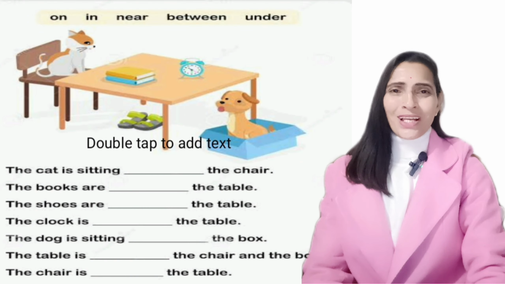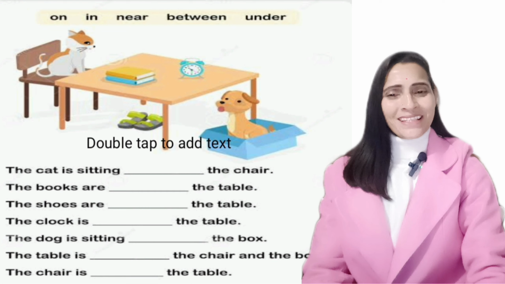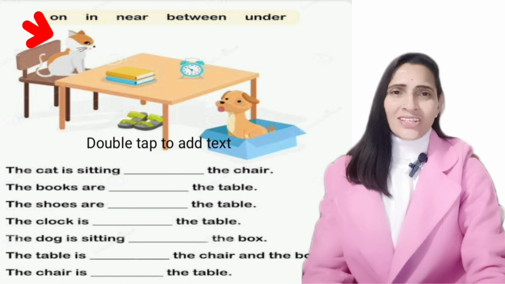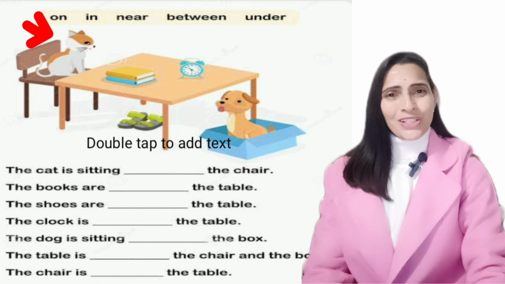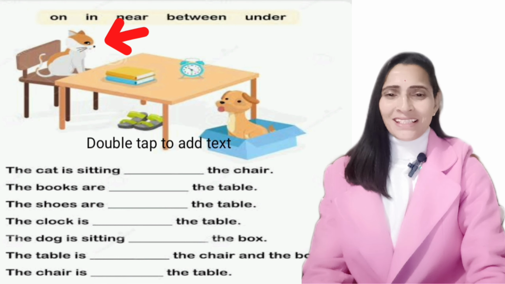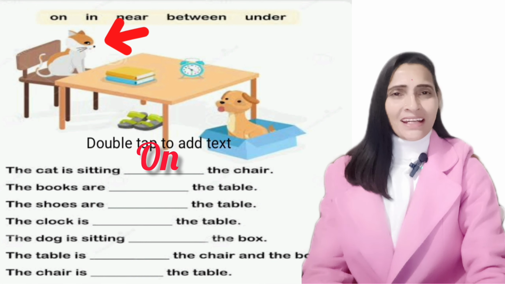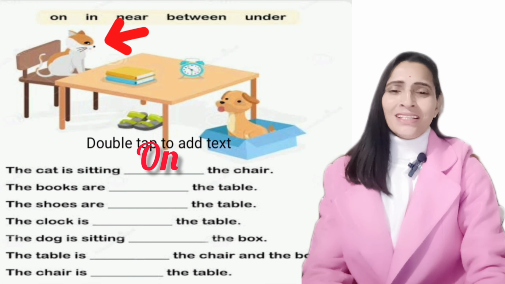So I hope you all have understood. So let's take an exercise. This cat is sitting dash the chair. So which preposition we will use here? Cat is sitting on the chair.